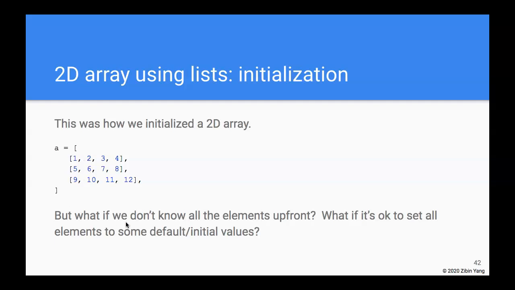However, what if we don't know all the elements up front? Or in other words, what if it's okay to just make a space to store this 2D array, but initialize all the elements to some sensible defaults like zeros? Obviously, we can just put all zeros here, but what if the array is huge, 100 by 100? We really don't want to type 100 by 100 zeros, which is 10,000.